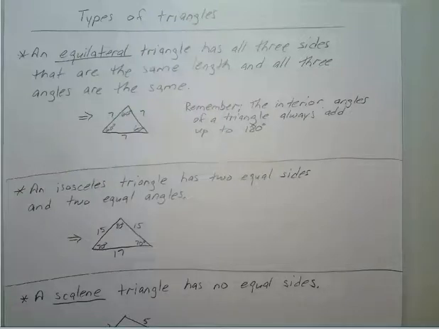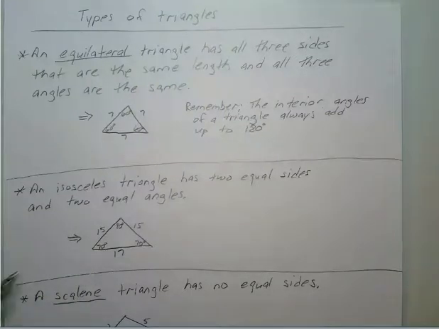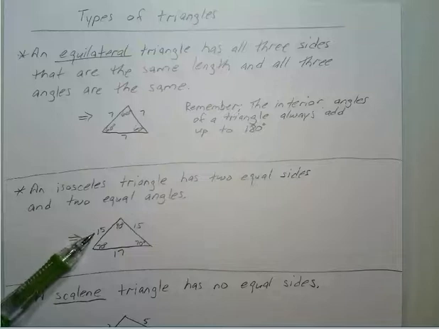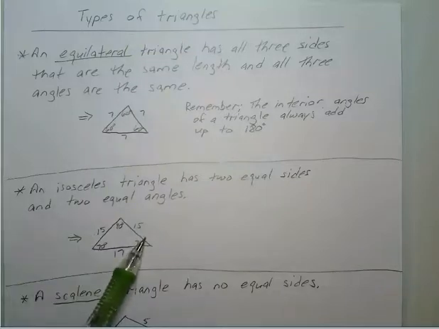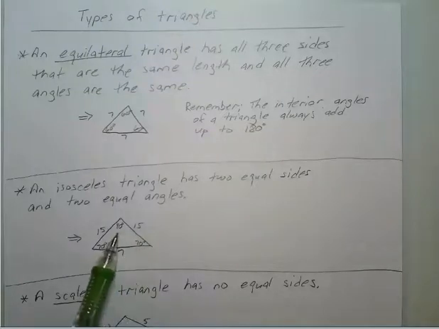Now, for an isosceles triangle, two of the sides are equal instead of all three, and at least two of the angles are equal. In this case, these two sides are a length of 15, and this side is a length of 17. These two angles are 70 degrees, and this angle is 40 degrees.